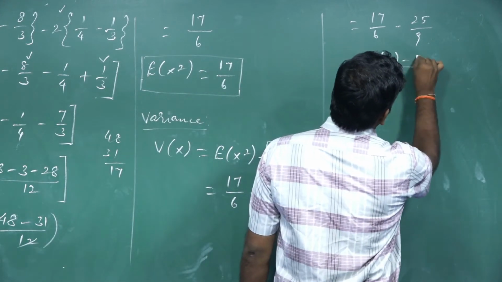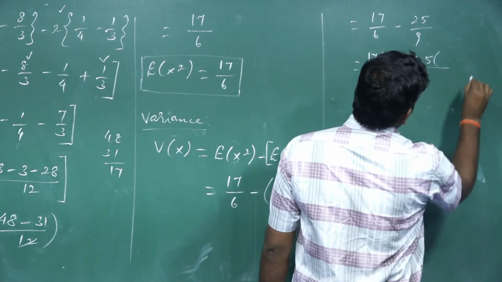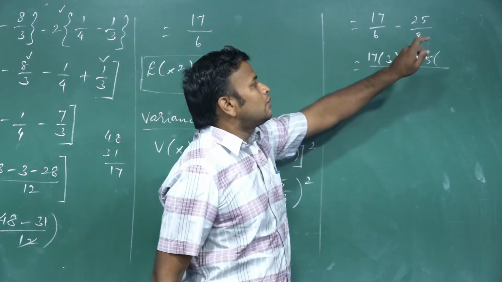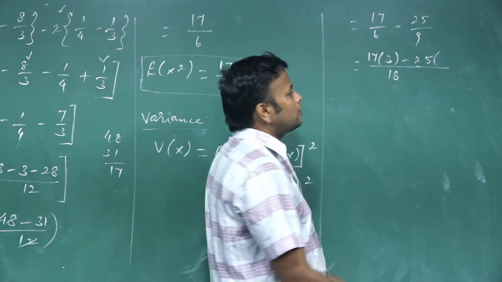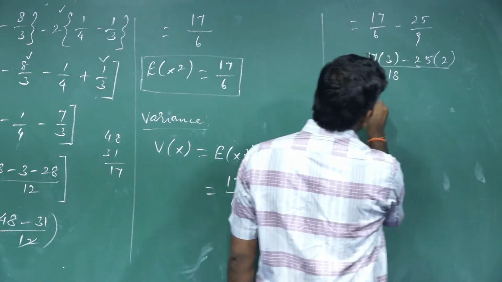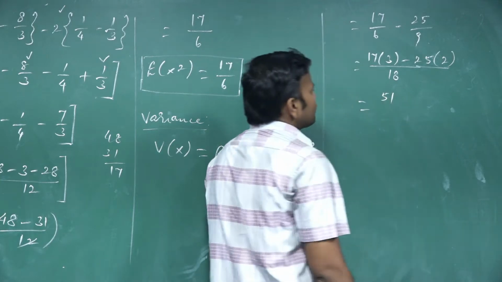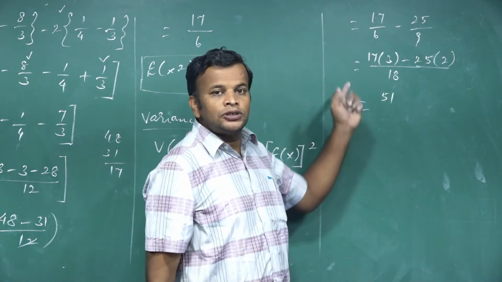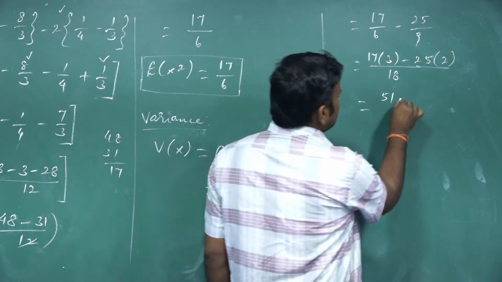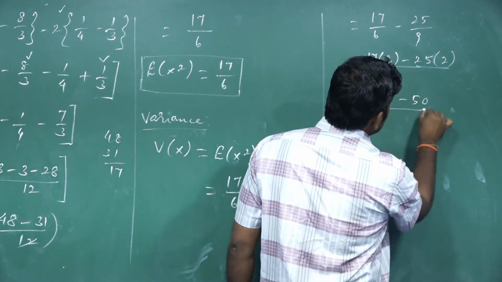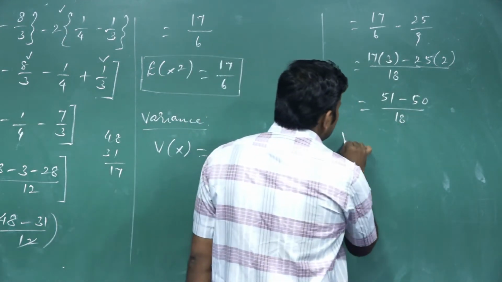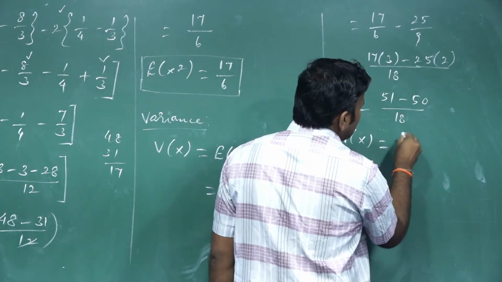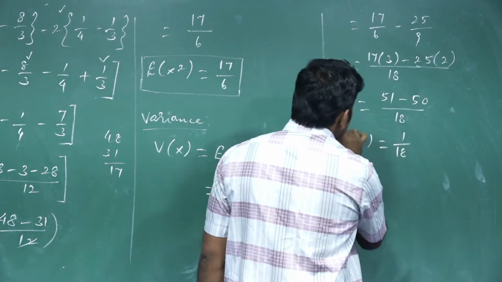17 of 3 minus 25 of, in which number do we multiply to get 18 of 9? The number is 2. So the number 2 is multiplied in the numerator. 17 3s are 51 minus 25 2s are 50, by 18. So V of x, the value is 1 by 18.